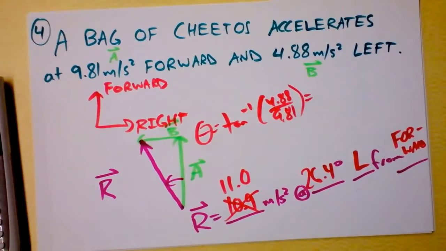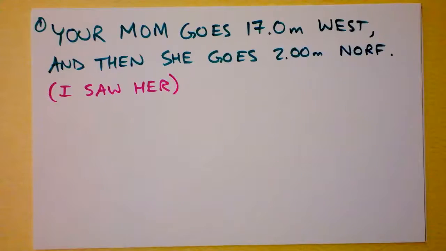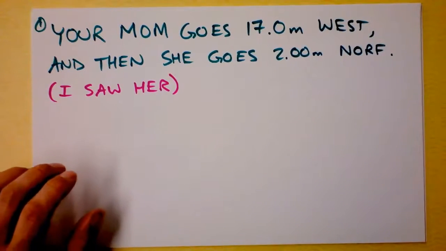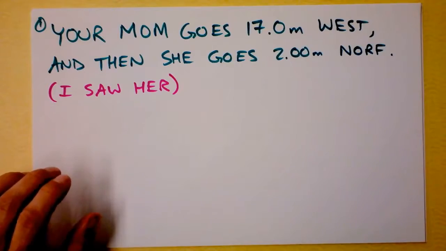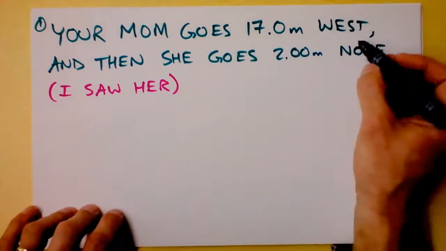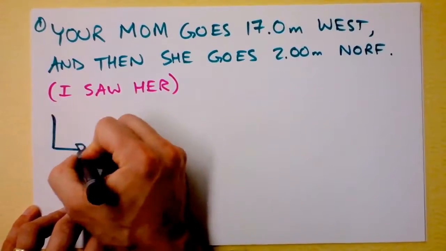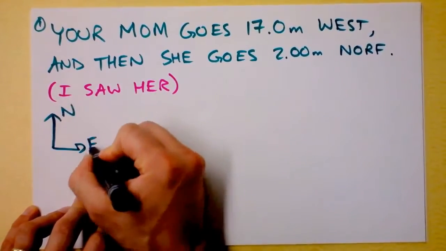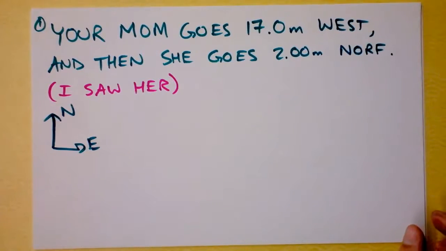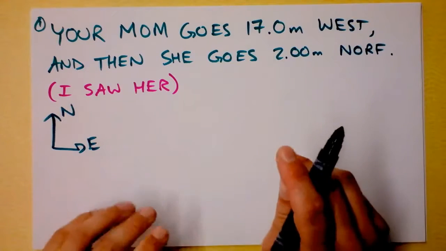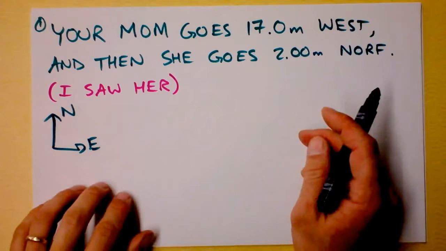She goes 17.0 meters to the west, and then she goes 2.0 meters north. And I saw her do that, so I know it's true. Here's the first step. A coordinate system needs to show west and north, and so I'm thinking I can do a standard coordinate system like this where I show north and east. And these two vectors go tip to tail. These vectors are normal to each other.